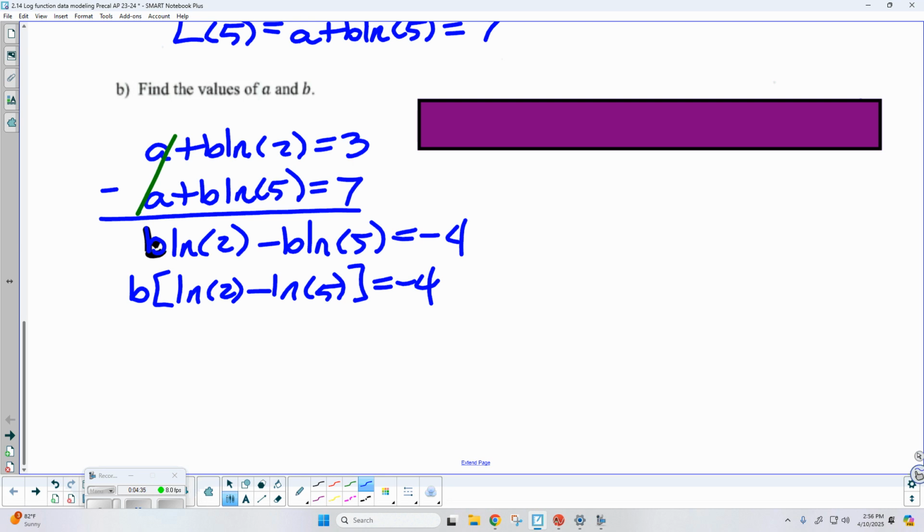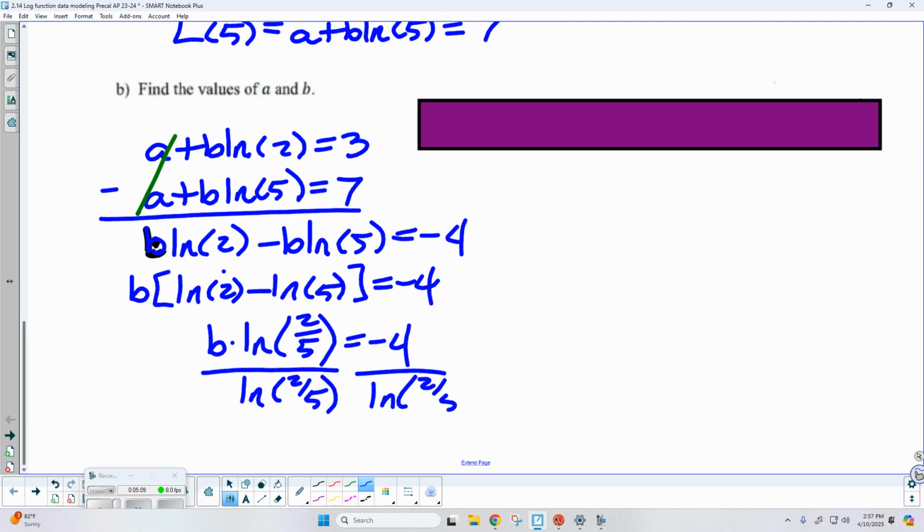If I have two logs of the same base separated by subtraction, do I combine those arguments by multiplying or dividing? We're going to divide. So I'm just going to combine this expression. So we got b times the natural log of 2/5. 2 is on the top because it was the first one written. Equals negative 4. Is everybody okay with what I've done so far? Okay. Now let's divide through by that natural log of 2/5. Those are going to cancel. So this is going to give me half of what I'm looking for, b.